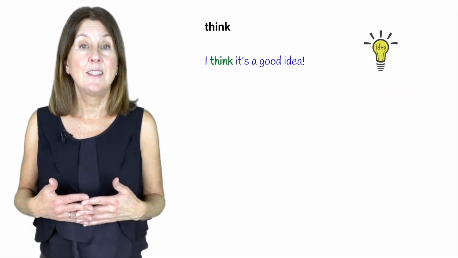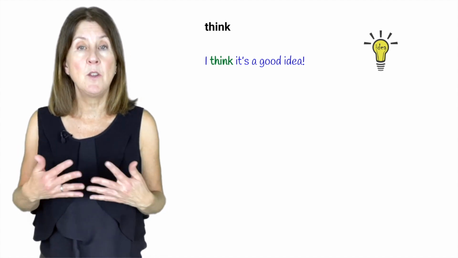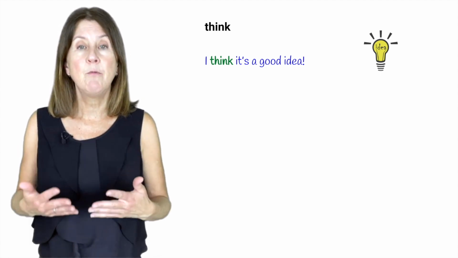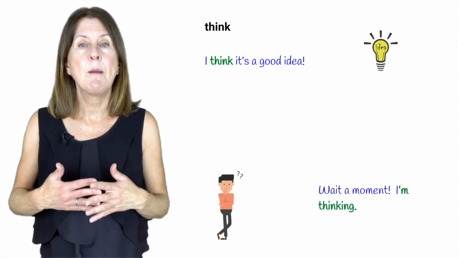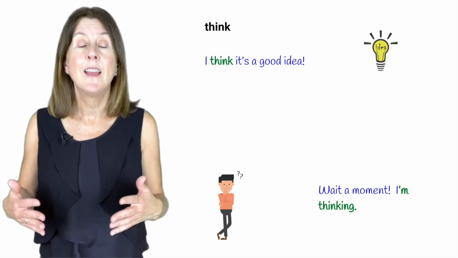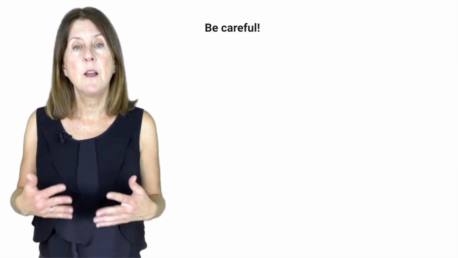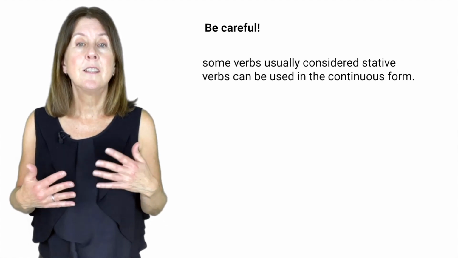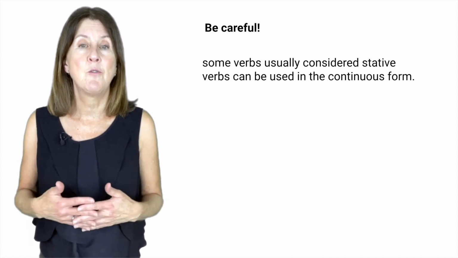The verb think. I think it's a good idea. This is describing a state, an opinion, so we can use the present simple. Whereas if we say, wait a moment, I'm thinking, this is describing the action of thinking, so we can use a continuous form. Be careful, some verbs usually considered stative verbs can be used in the continuous form.